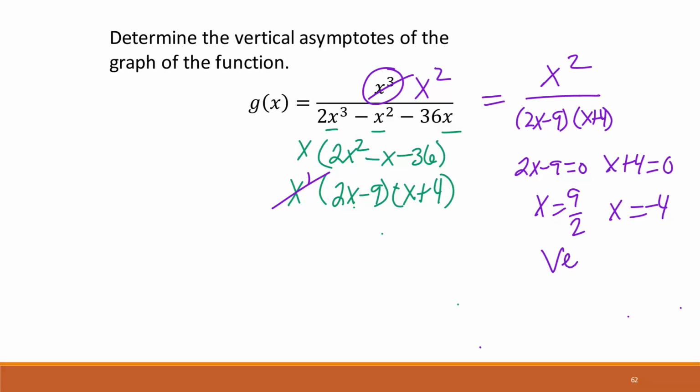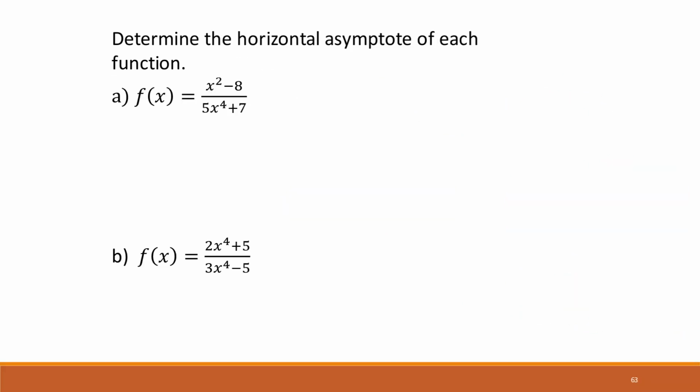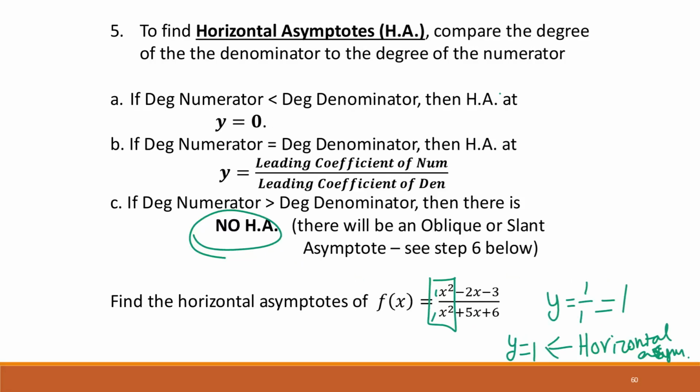So we have vertical asymptotes at both x equals 9/2 and x equals -4. This one says, determine the horizontal asymptotes of each function. Our horizontal asymptote is where we're comparing those degrees. So we have 2 and 4. The numerator is less than the denominator. So if we go back to our rules, when the numerator is less than the denominator, y equals 0.